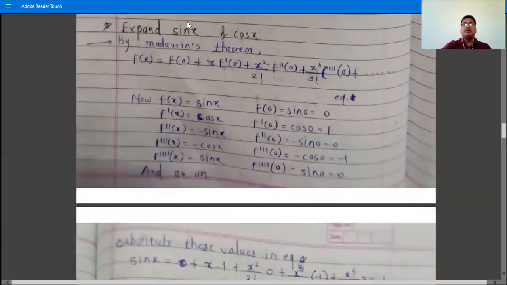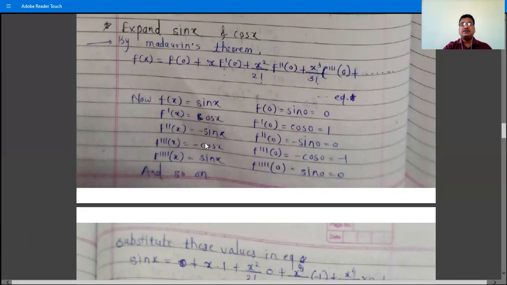Now the function for expansion is sin x, so f(x) is equal to sin x. Then f(0), because here we have to substitute f(0): f(0) is sin 0, which is 0. Then f'(x), the derivative of sin x, is cos x. And then f'(0) is cos 0, which is 1. Then f''(x) is minus sin x. And the value at 0, f''(0), is what? Minus sin 0, which is 0.